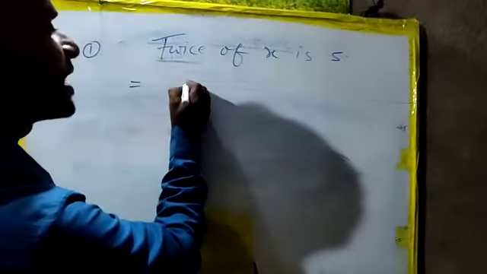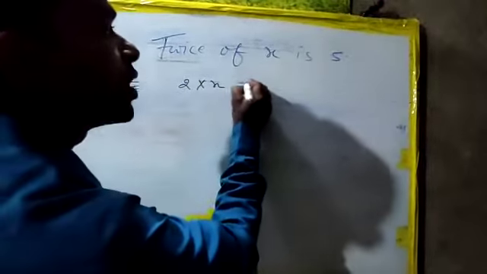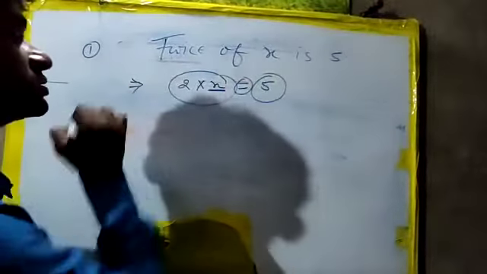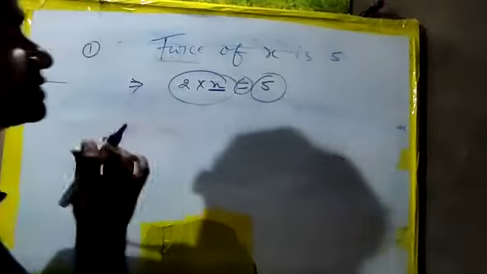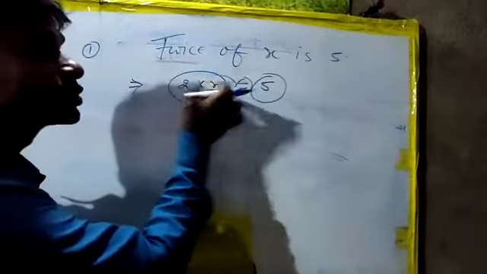Twice of x, 2 into x, is equal to 5. Whatever the value will be here must be equal to this side. As I told you, an equation is formed with the symbol of equals. So whatever value is here, the same value is going to be here.